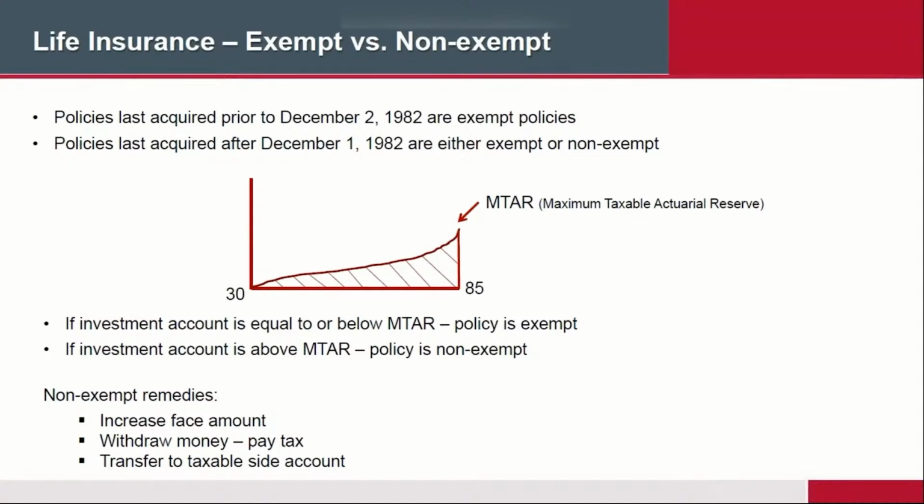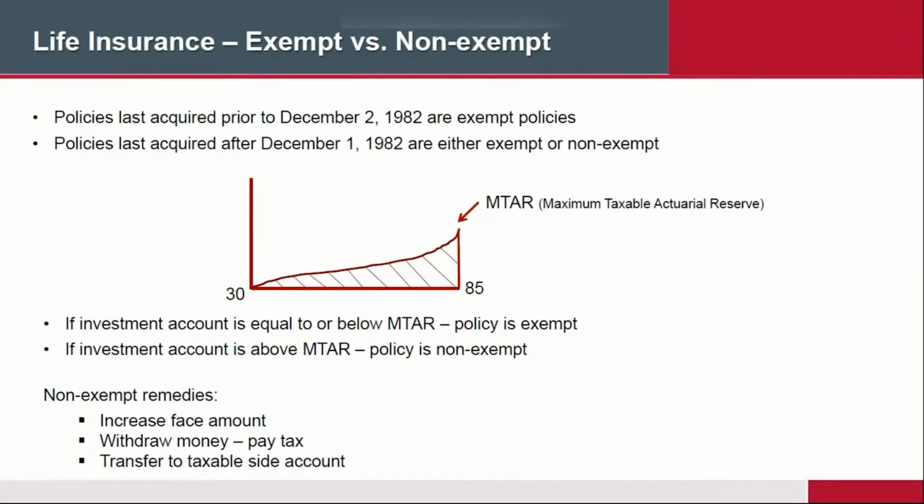Okay, and if by chance that investment account goes above the MTAR line, so therefore it's up here somewhere, so you had a really good year, then it will be considered non-exempt. In other words, you're above that line, so therefore it is an investment product. And as far as Ottawa is concerned, if it's an investment product, then you must pay your tax on it on an accrued basis. And so therefore, how a policy loses its exempt status is once again last acquired after December 1st, 1982, and the amount of money in the investment account is above the MTAR line.